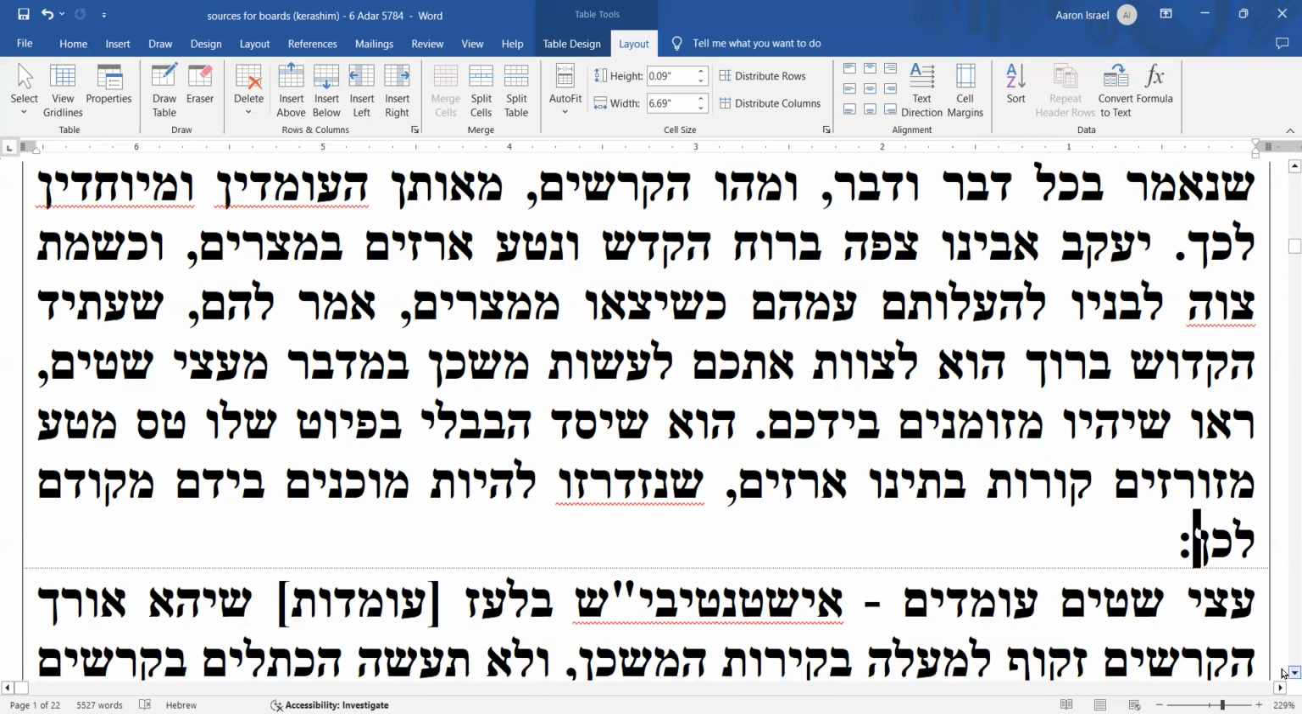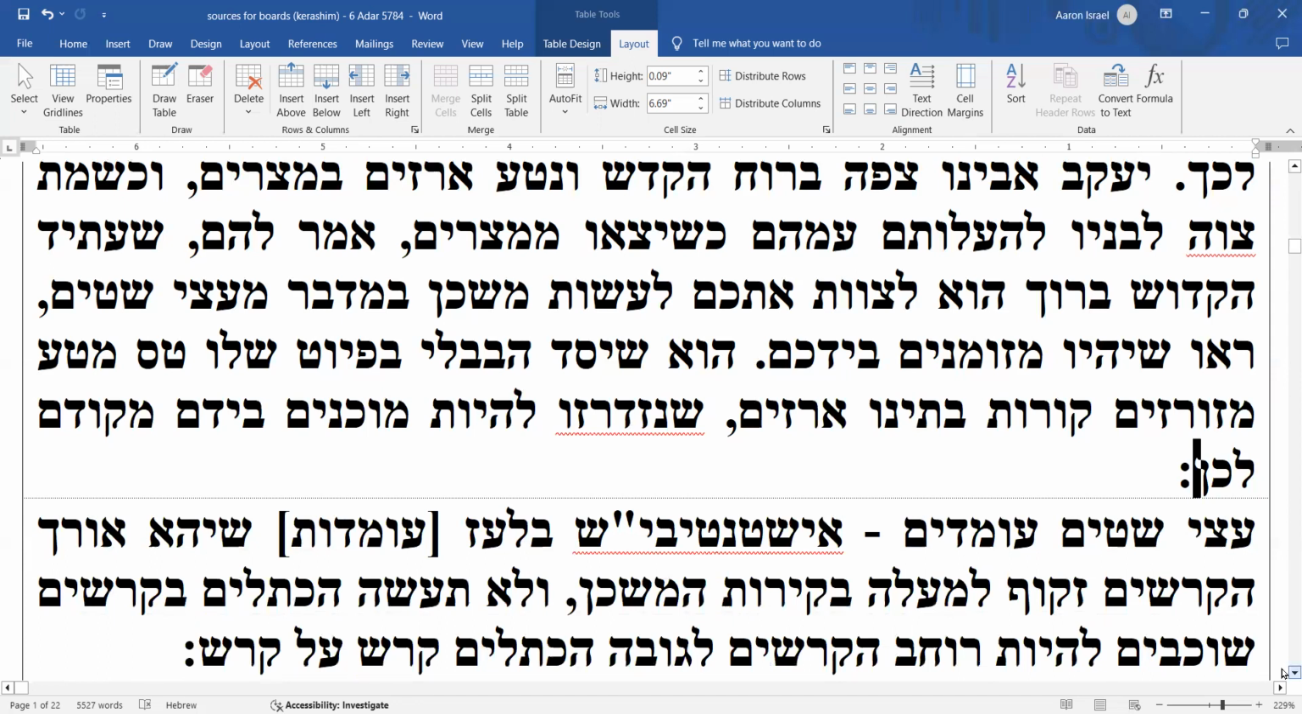Now, then it says, Atzei shitim omdim. These are Atzei shitim trees that are omdim, that are standing. What does that mean that they're standing? Omdot, what does that mean? Sheyehei orach hakarashim zakuf lemala b'kirot hamishkan. That the trees, as they are growing, that becomes the height of the Mishkan.